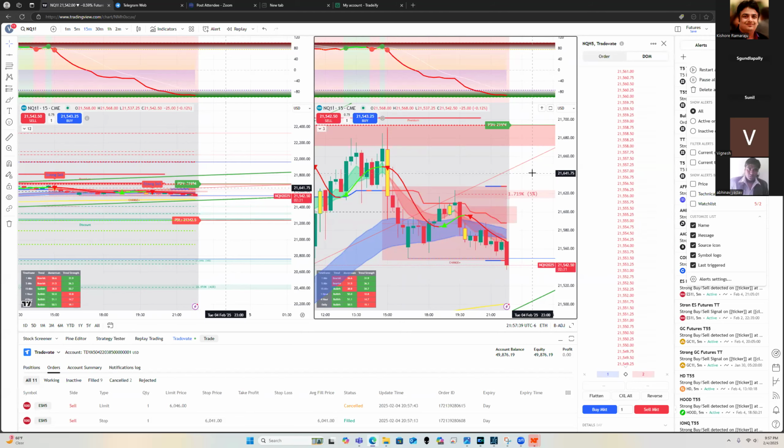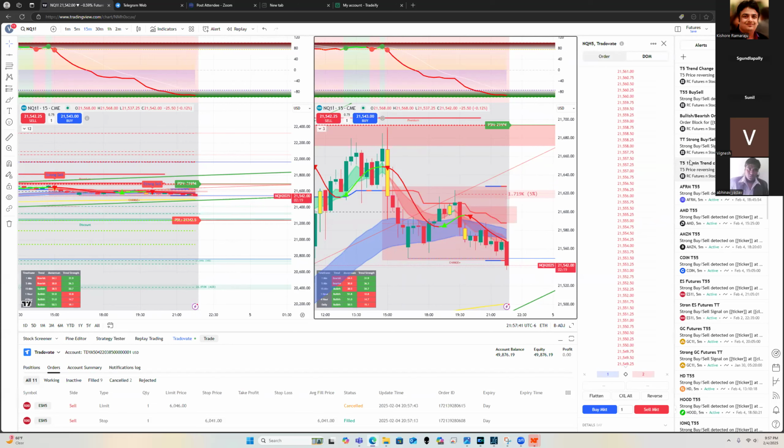One more question: am I using the right alerts, like T5 price reversing? Is that what I need to set, or are there any other options? Mainly I focus on reversal. Whenever you get the reversal, if you see confluence from all the others, that is the best opportunity.